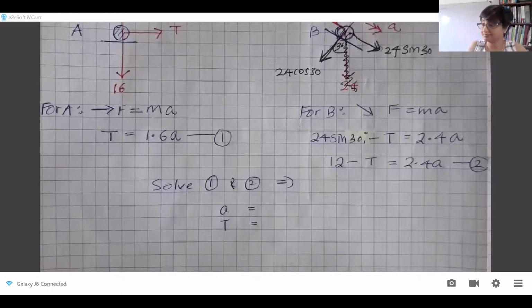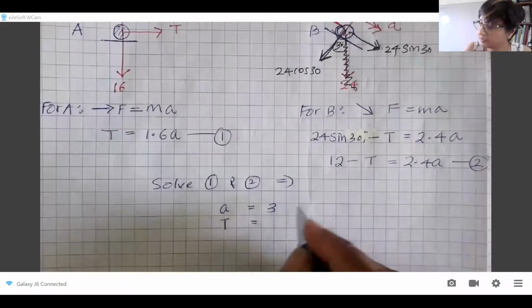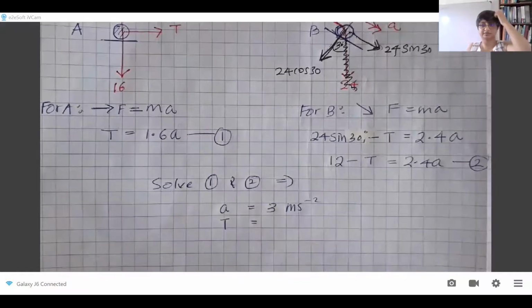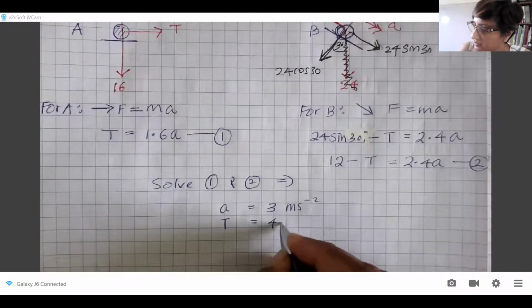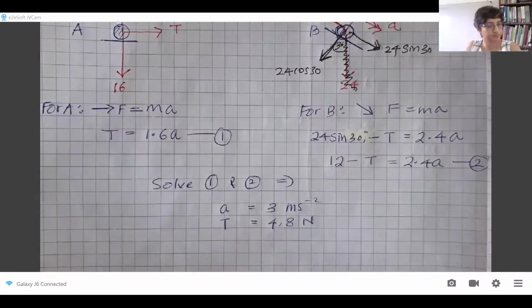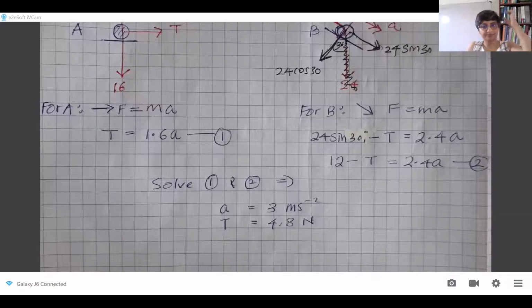Okay, A is 3. Malit says A is 3. Somebody confirm. Tension? Malit says 4.8. Yes, Hatri confirms. Okay. Clear, everyone? Shall we move on to part 2?